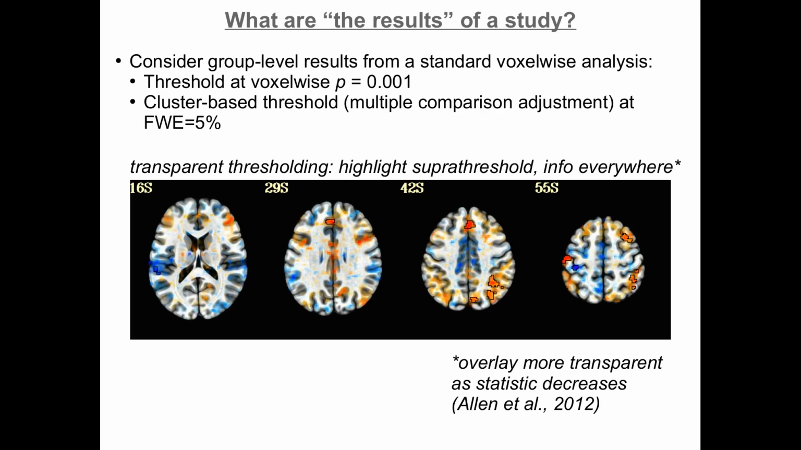So what about looking at the results this way? This is using transparent thresholding that was recommended by Allen et al. in 2012.